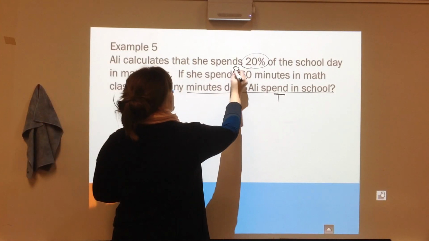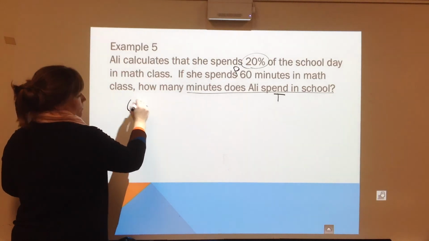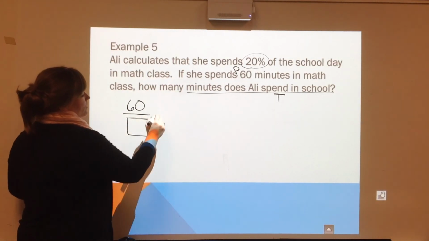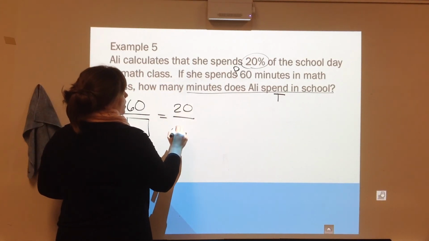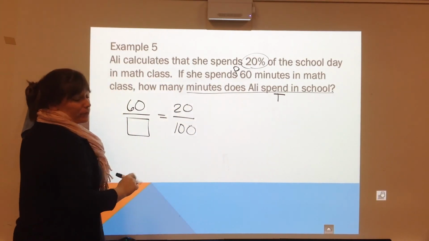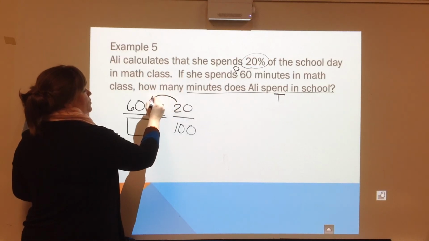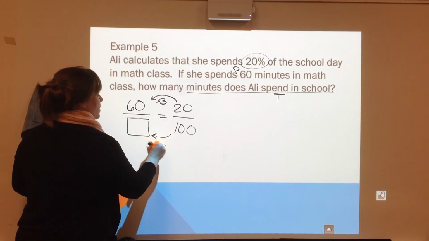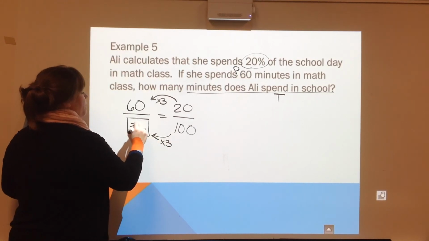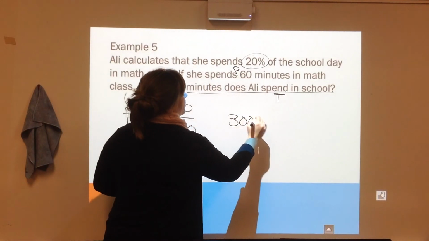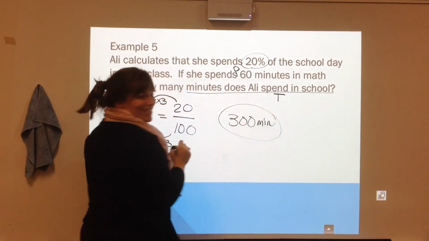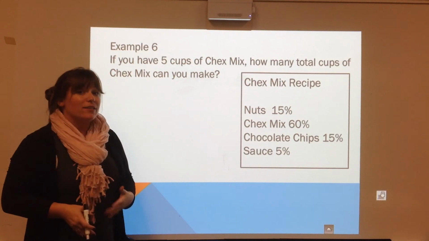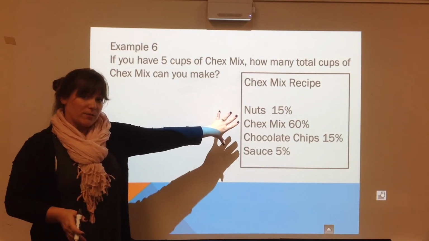Part of it is spent in math class. So 60 minutes, 60 is the part. We're asked to find the total, and the percentage is 20 over 100. I know that 2 times 3 is 6, so 20 times 3 is 60, and I'm going to multiply by 3 to get a total of 300 minutes. And that's example 5. The last 2 involve this recipe.